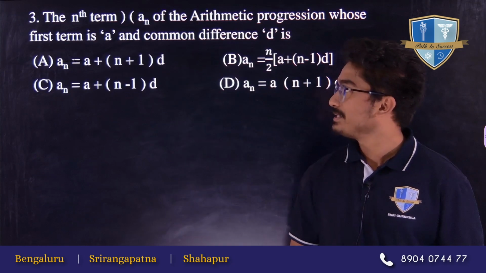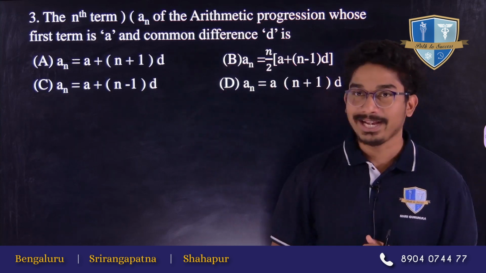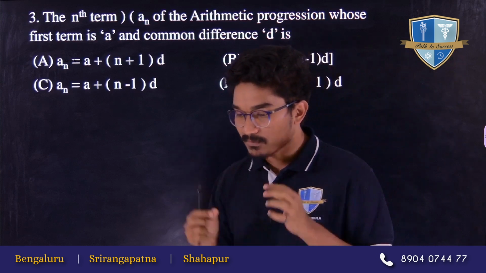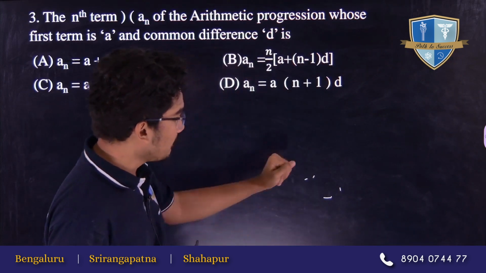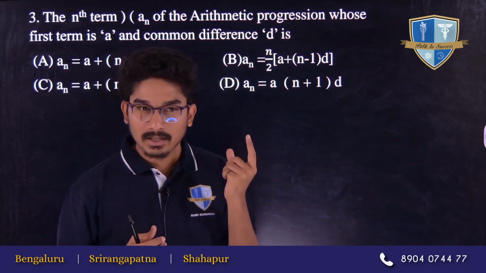So today's question is: the nth term an of an arithmetic progression whose first term is a and common difference is d is? So these are our options. So how will we solve this problem? We'll try to understand the pattern in the arithmetic progression. An arithmetic progression is a sequence of terms that maintain a common difference d.